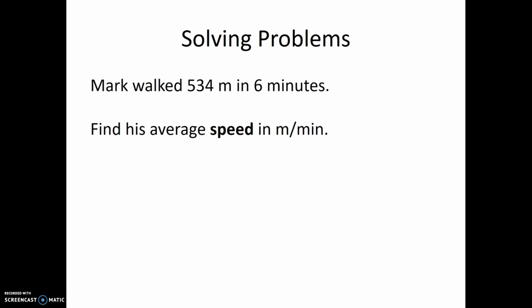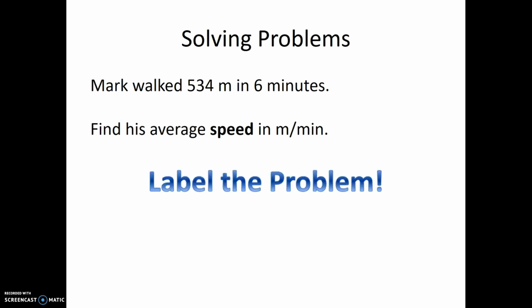All right, next one. Go ahead and try this on your own before you come back and look at the answer, but definitely start by labeling the problem. Okay. Mark walked 534 meters in 6 minutes. Find his average speed in meters per minute. So you should have written a D over 534 meters, a T over 6 minutes, and an S equals question mark over either speed or meters per minute.